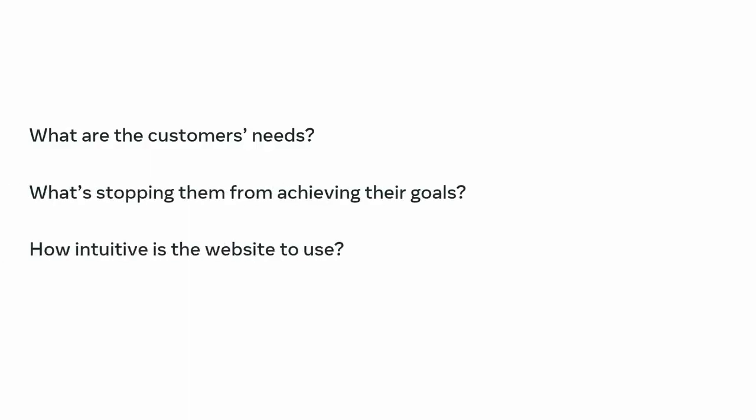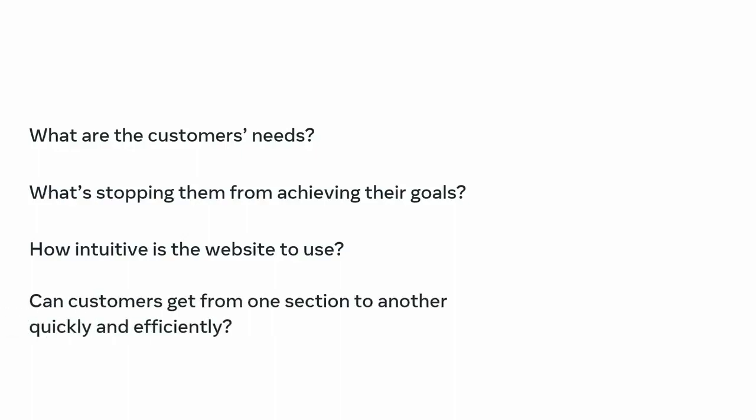How intuitive is the website to use? Can users order food easily? Can customers get from one section to another quickly and efficiently, like selecting dishes and customizing their order? And it's about providing answers to those questions in the product. Now on to what the users see, the UI.